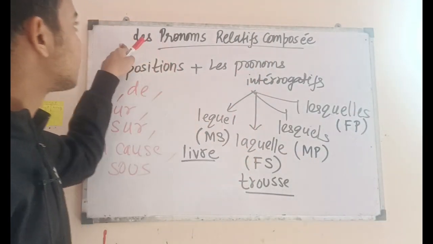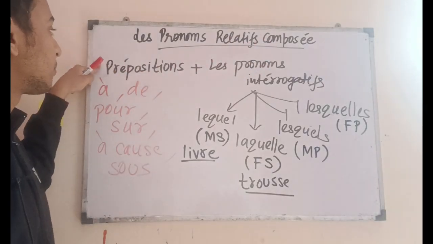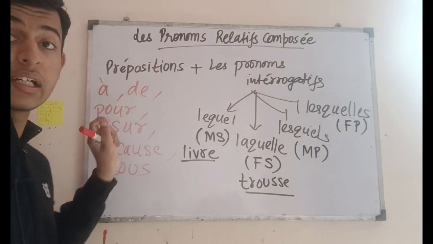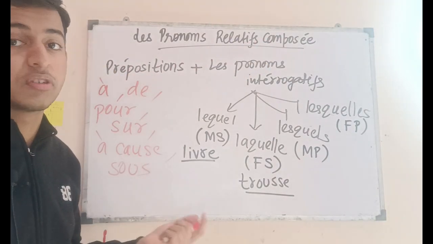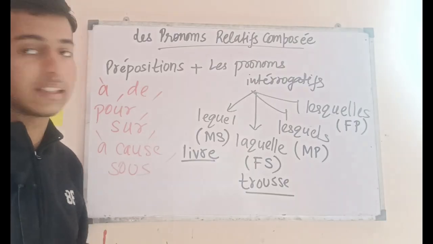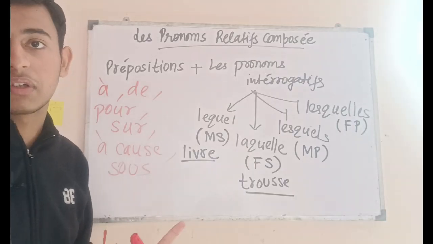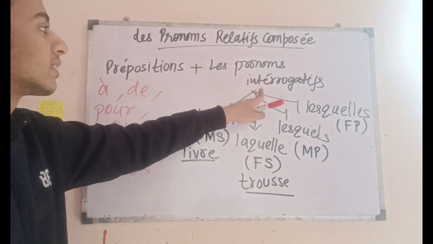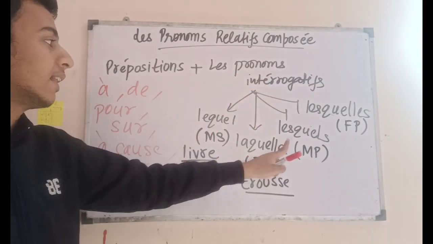Let me revise. Les pronoms relatifs composés are formed from a preposition, any preposition. You have to understand the sentence. That is what I can do. If you don't know French, the vocabulary part, nothing can happen. I have made 5-6 videos on vocabulary. Please watch them. Les pronoms interrogatifs, which are lequel, laquelle, lesquels, lesquelles.